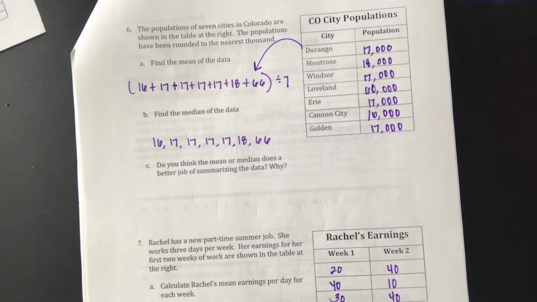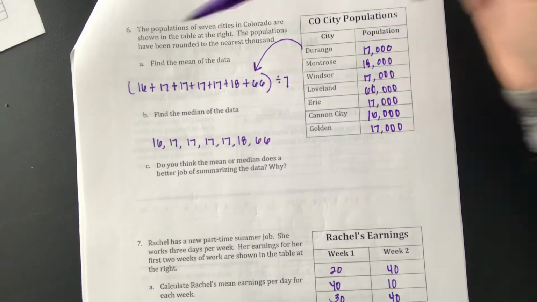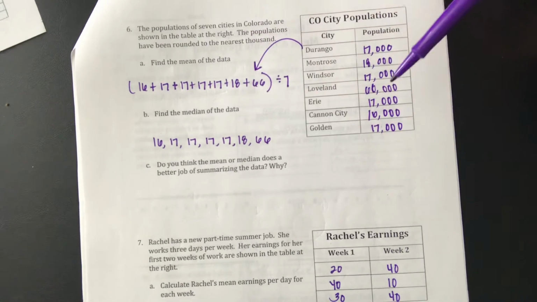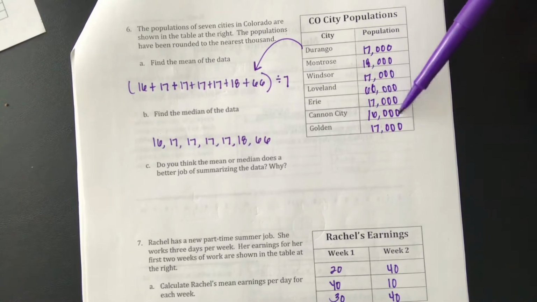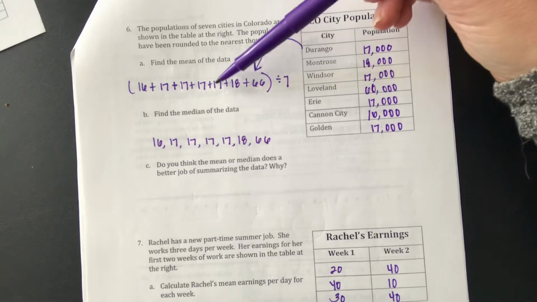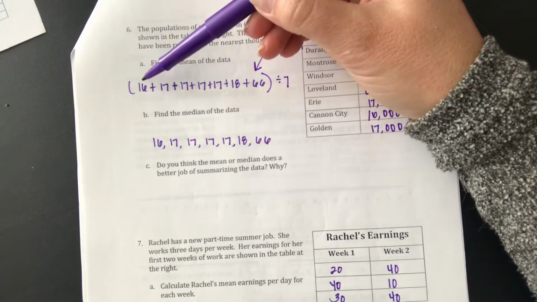Pause the video and then come back when you're ready. Okay, so we have taken least to greatest. We've got 16, 1, 2, 3, 4 17s, an 18 and a 66. So 1, 2, 3, 4, 5, 6, 7. Okay, so we're going to add up.